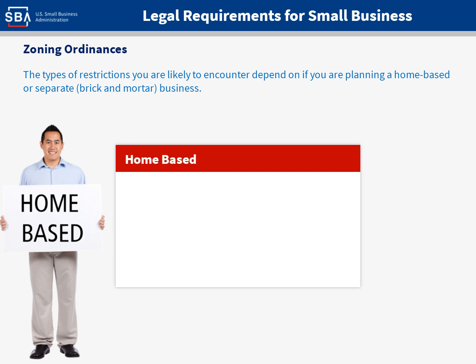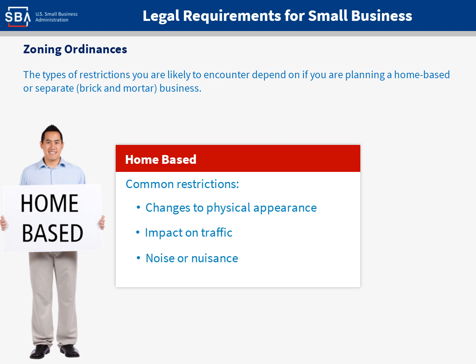Residential areas tend to be much more restrictive than business areas. Be sure to check for any local zoning restrictions for your property. Some of the typical restrictions include changes to the physical appearance of your home, such as outside displays or parking commercial vehicles. Impact on local traffic, limiting the number of customers or employees, and noise or nuisance, such as storage of hazardous chemicals or unusual odors.